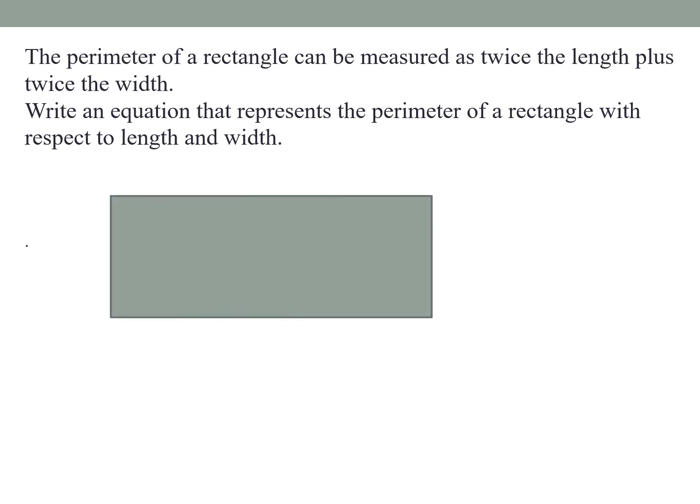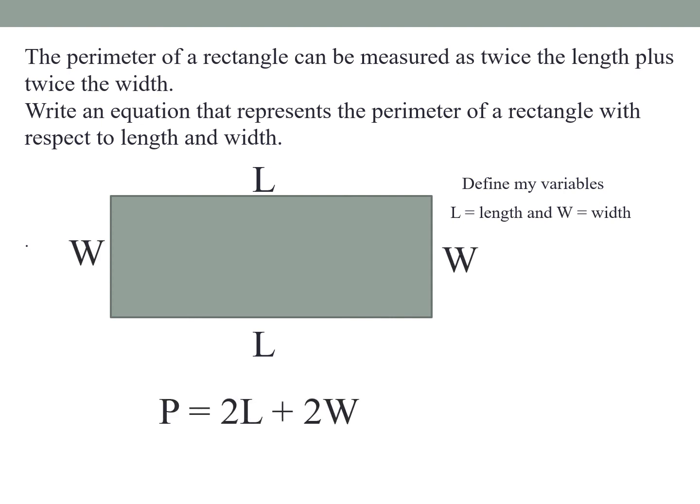rectangle. Of course, I need to define my variables because they're not given in the word problem. So I'm going to say L equals length and W equals width. So this means my length is L, but of course I have two of them, so L would be up there as well. And I have W for my width. And so my perimeter would be 2 times the length plus 2 times the width.